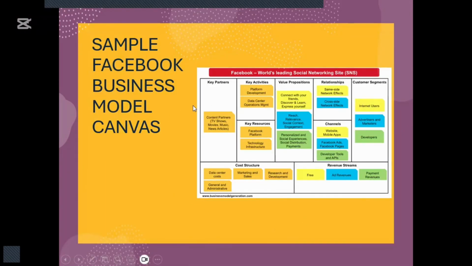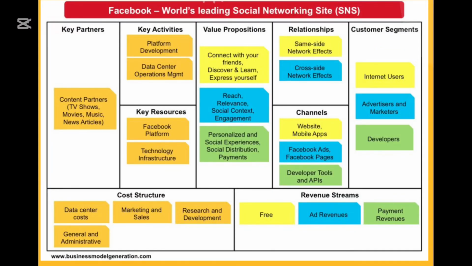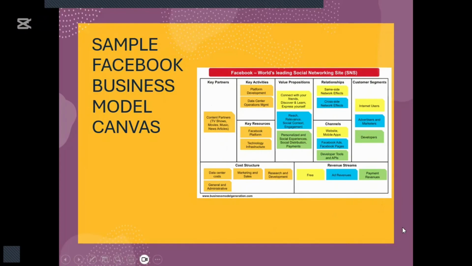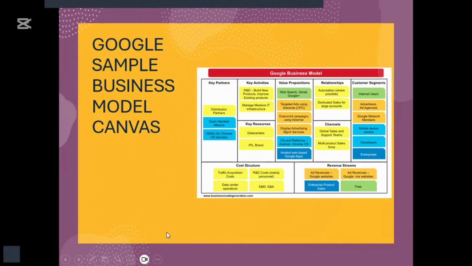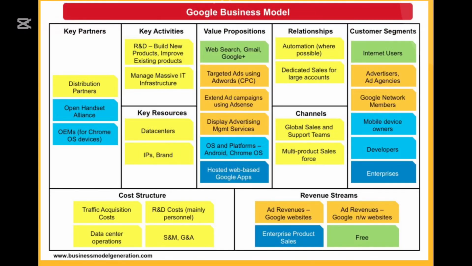Now, these here are some sample business models in terms of the canvas. So we have in terms of key partners for Facebook, we have key activities, resources, value proposition. So similar to what we would have been talking about before, but in this case, it's more of an applied example. And we also have one here for Google that you all can take a look at.